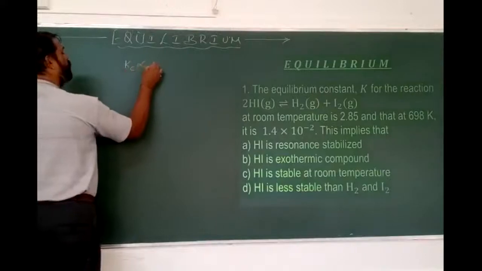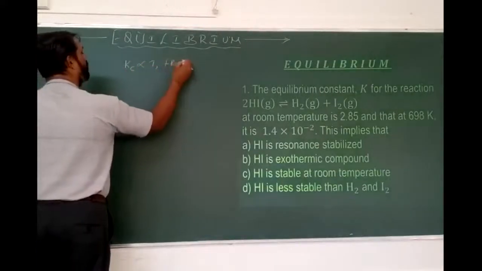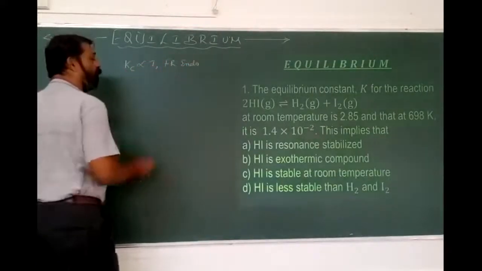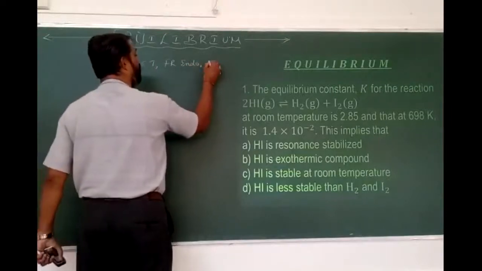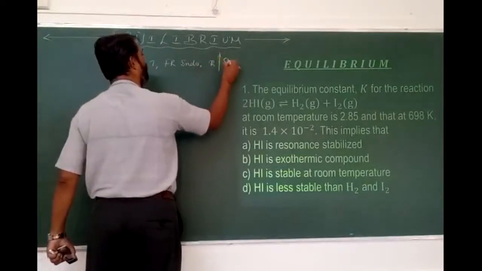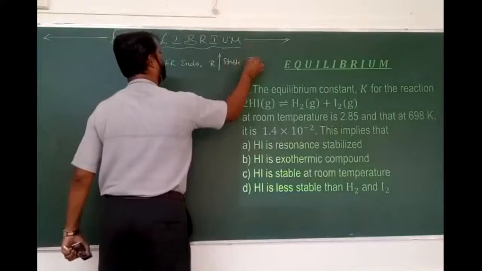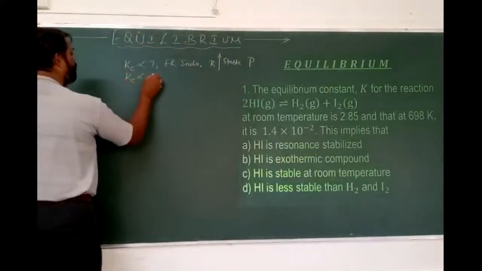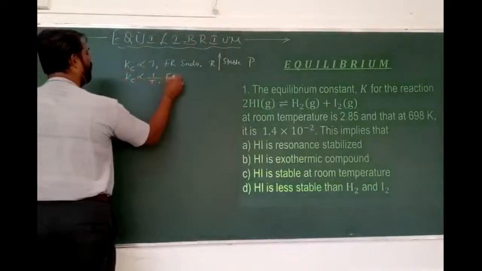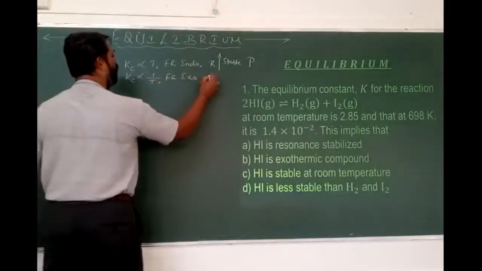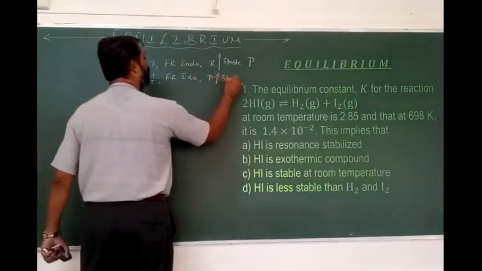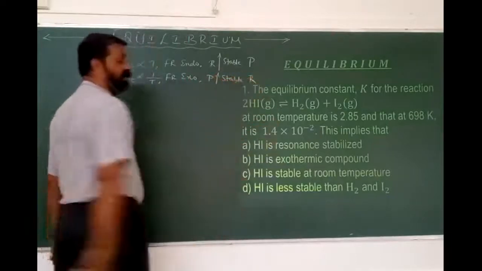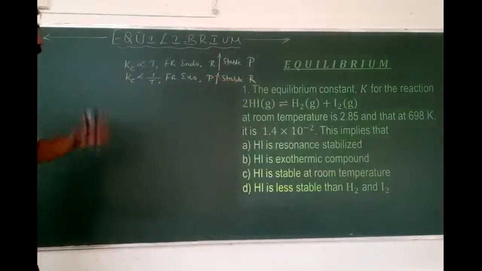If Kc is directly proportional to T, the forward reaction is endothermic. If it is endothermic, the reactants are more stable compared to the products. You have to be very familiar with that. Suppose Kc is inversely proportional to temperature, the forward reaction is exothermic, where the products are more stable compared to the reactants.